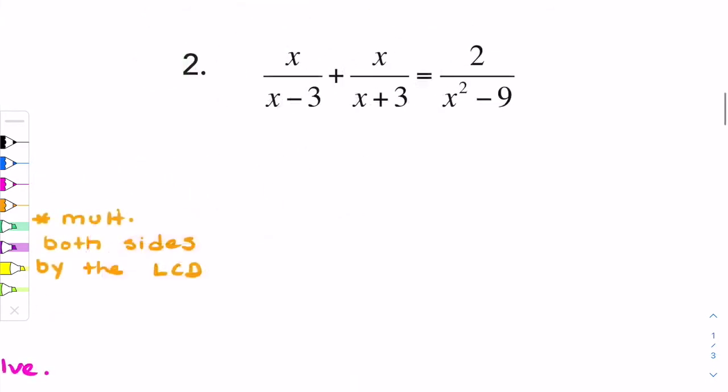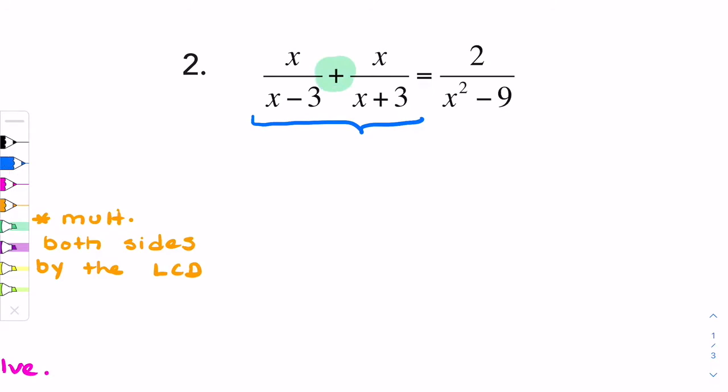For number 2, we have x over x minus 3 plus x over x plus 3, and this is equal to 2 over x squared minus 9. So the first step in the directions above says to simplify to one term on each side of the equal sign. So I need to add my left side together.